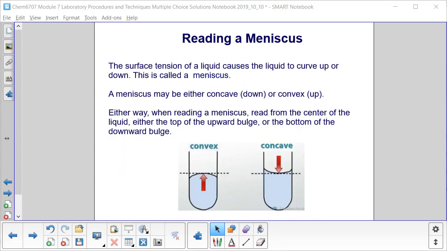Let's now discuss reading a meniscus. The surface tension of a liquid can cause the liquid to curve up, like you see here, which we call convex, or curve downward, which you see here, which we would call concave. Either way, when you read the meniscus, in other words, when you're reading the volume of the liquid, make sure you read from the center of the liquid, either the top of the upward bulge, so right here, or the bottom of the downward bulge, so from right here. That way you get an accurate volumetric measurement every time.